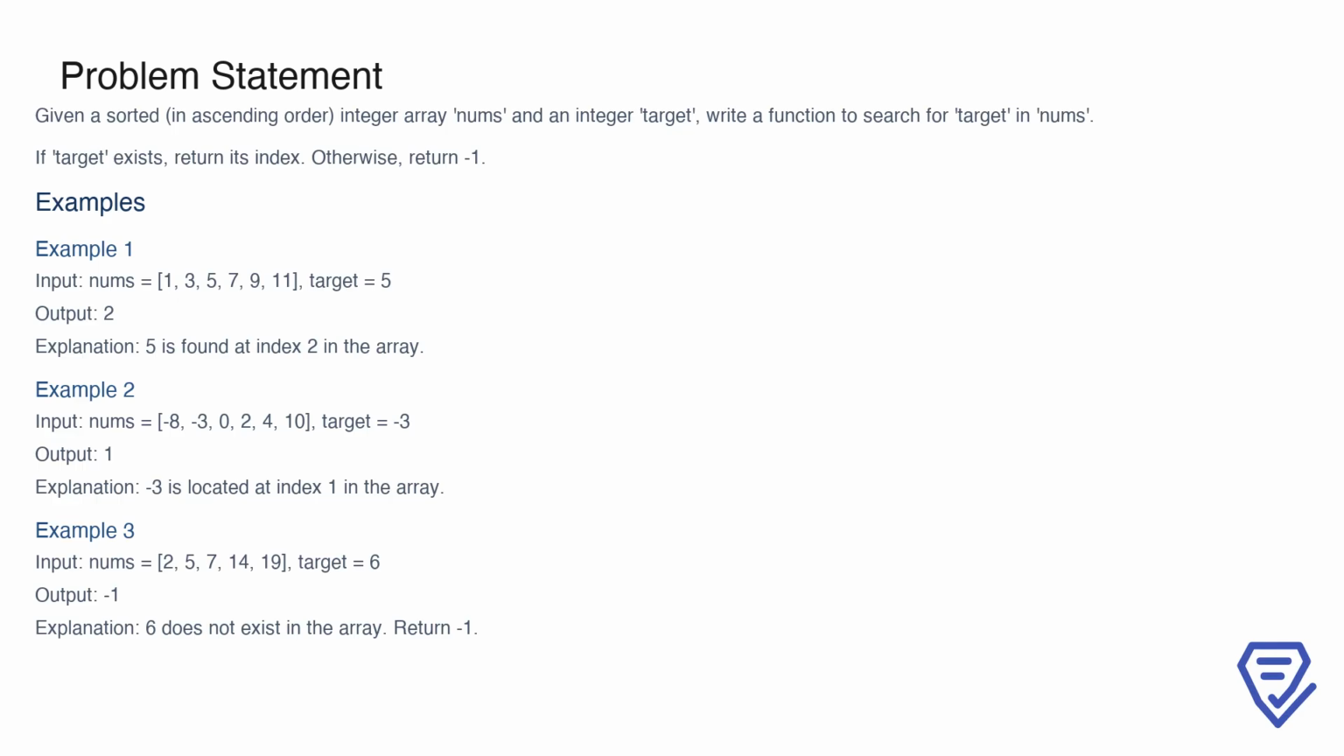Example 2. Nums is -8, -3, 0, 2, 4, 10, target is -3. -3 resides at index 1, so we return 1. Example 3. Nums is 2, 5, 7, 14, 19, target is 6. 6 is not present in the array, so we return -1. Each example demonstrates different scenarios: finding the target, locating a negative value, and not finding it at all.